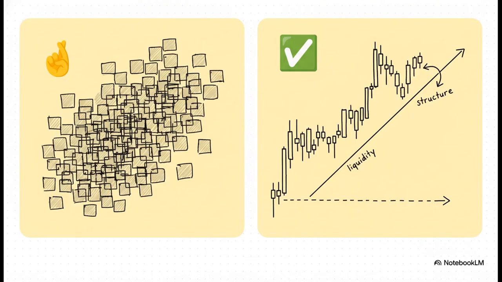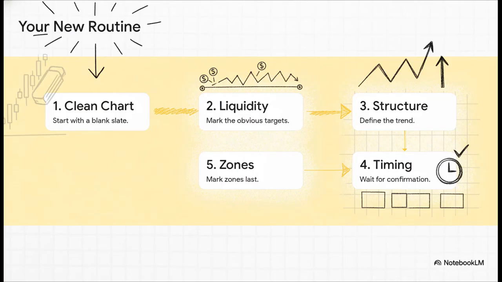I mean, this slide really says it all. The hopeful trader, the amateur, they mark dozens of zones and just hope for the best. But the patient trader, the professional, they mark the context first, the liquidity and structure, and they wait for the price to confirm its intention. So here it is, your new routine, all laid out. Clean chart, liquidity, structure, timing, and then finally, zones. That's it. 5 simple steps.